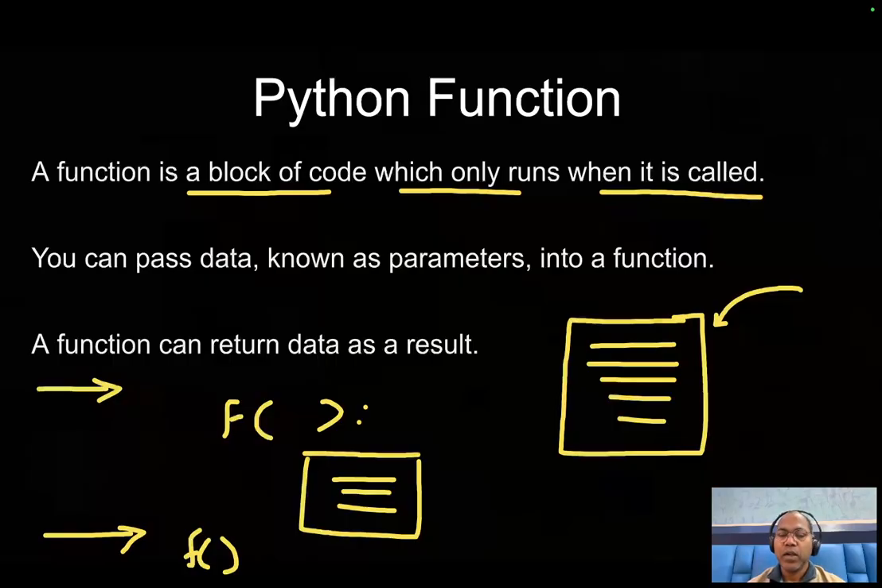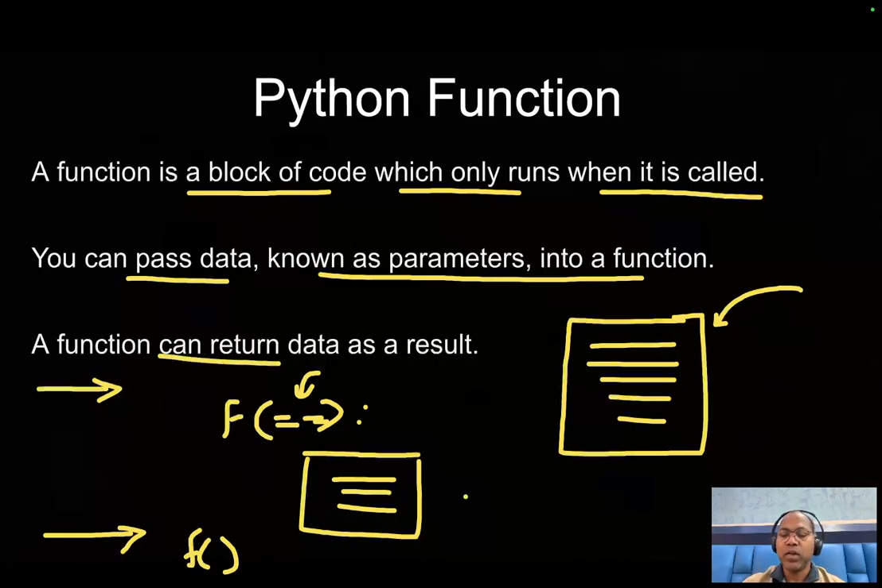And you can even pass data, known as a parameter, into the function. Whatever the function is written with, this is the variable name you write here. If a function takes some input, this input name is a parameter. And a function can return a value. Once it is done with its execution, it can return some value as well. So these are the key points about the function.